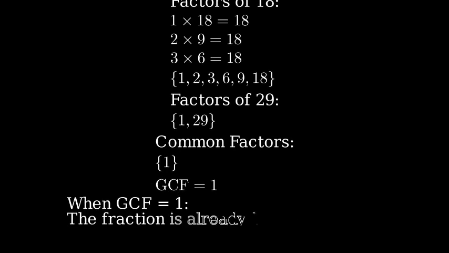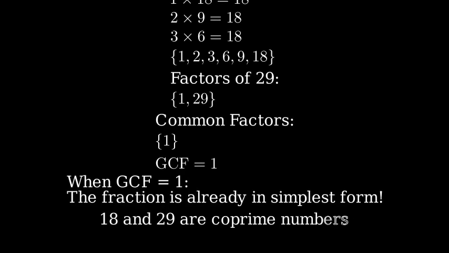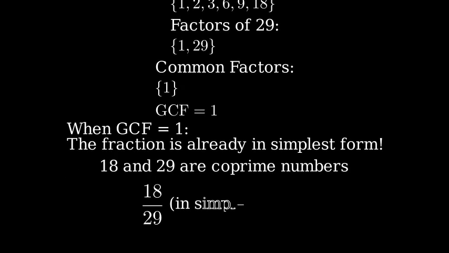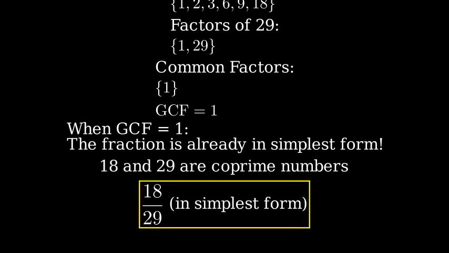When the greatest common factor is 1, that means the fraction is already in its simplest form. We say that 18 and 29 are coprime numbers, which means they share no common factors other than 1. Therefore, 18 over 29 is already in its simplest form. We cannot reduce this fraction any further.